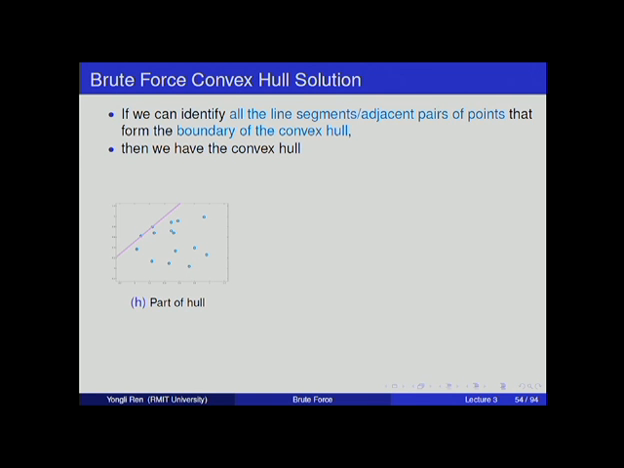We start from any point. We pair this one with the rest of them, and they make a line. We make sure all the other nodes are on one side of this line, and then we say this one is a part of the hull. And we do that for all those possible combinations. From there, you will find this one is also part of the hull, this one is not. You do all of that, and finally, you can find all those boundaries, right?